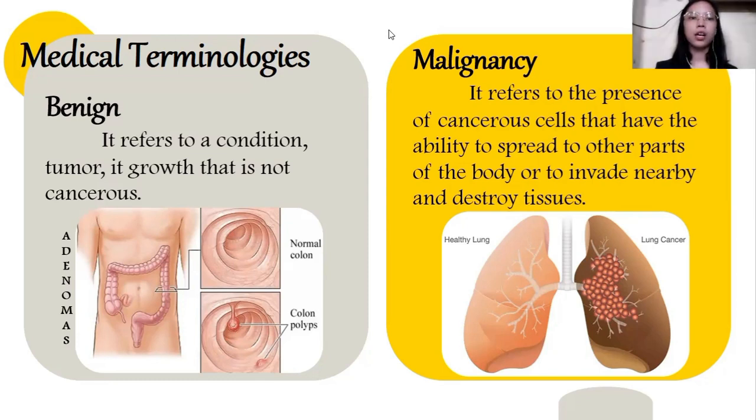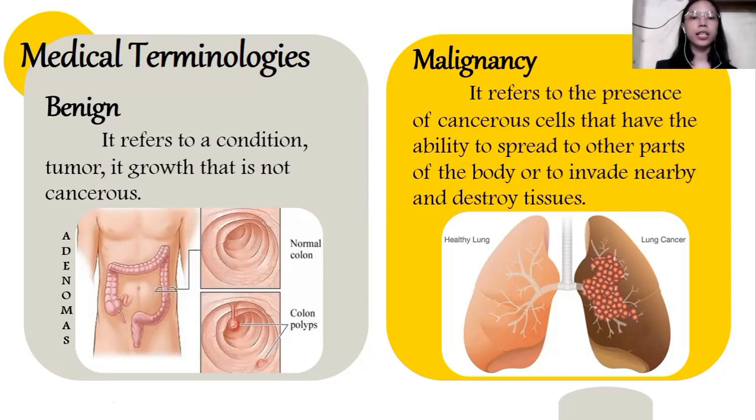Example, lung cancer. You can see in the picture the difference of a healthy lung and a lung that has cancer. Cancer is a disease in which cells in the body grow out of control. Lung cancer begins in the lungs and may spread to other organs in the body. Benign is not cancerous and the tumor is normal, while the malignant is cancerous.